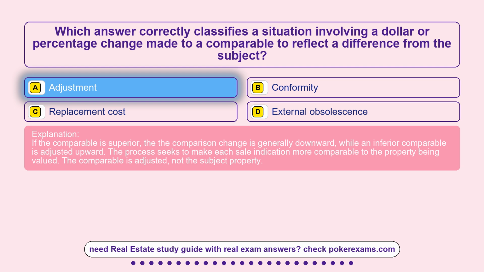If the comparable is superior, the comparison change is generally downward, while an inferior comparable is adjusted upward. The process seeks to make each sale indication more comparable to the property being valued. The comparable is adjusted, not the subject property.